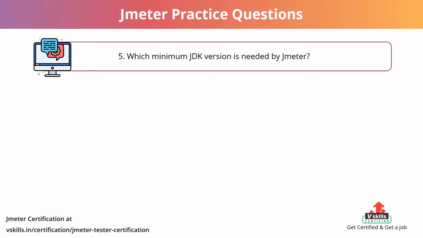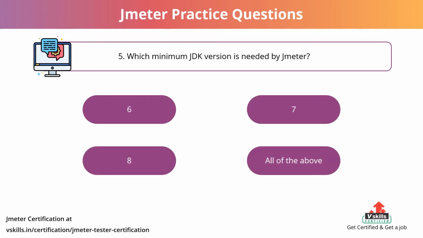Question number 5. Which minimum JDK version is needed by JMeter? The options are A. 6, B. 7, C. 8, D. All of the above. The correct answer is option A.